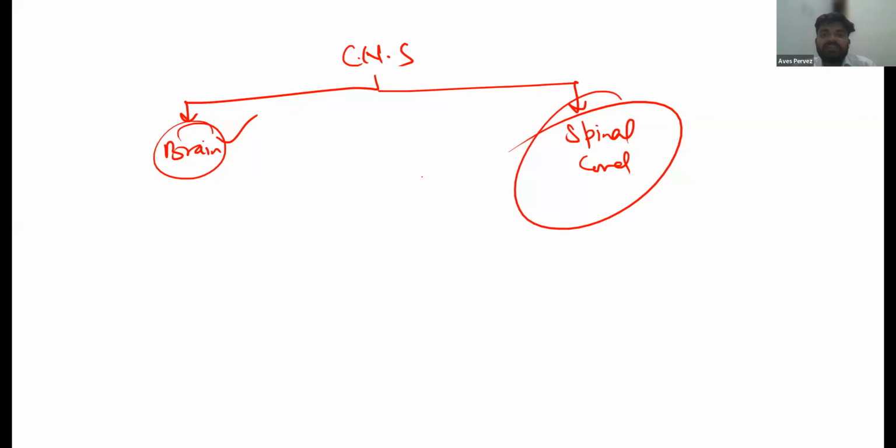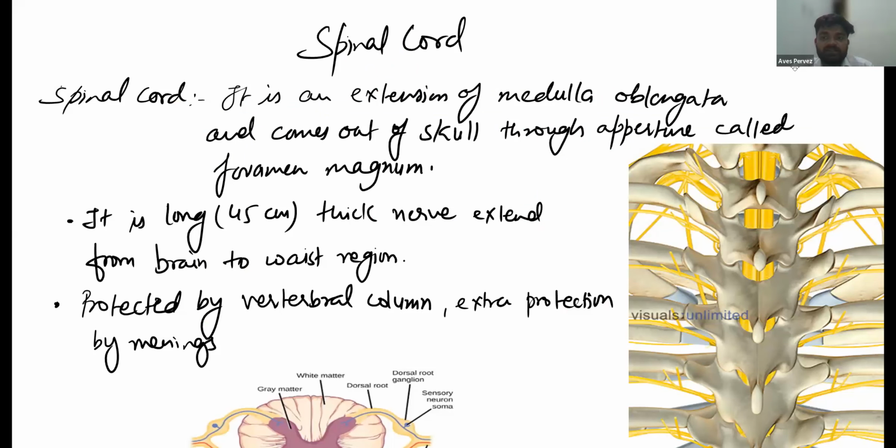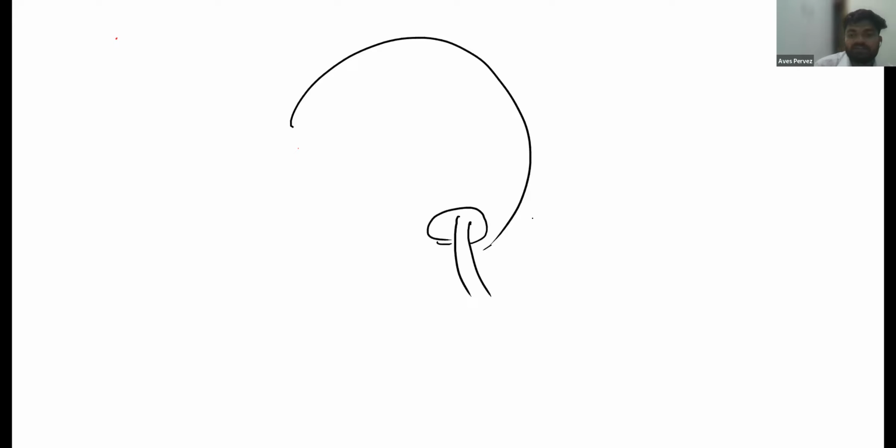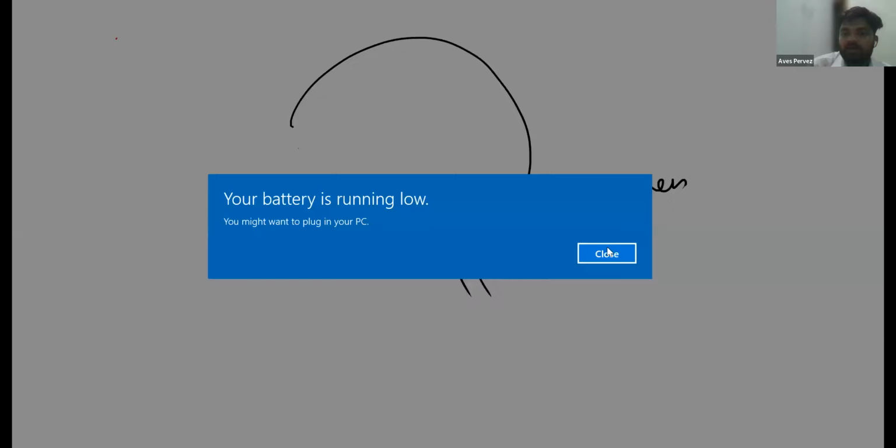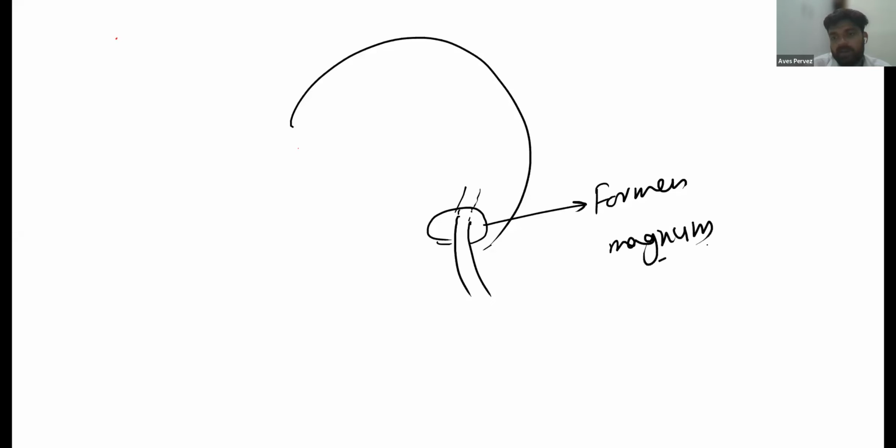From which part does the spinal cord arise? It is an extension of the medulla oblongata, and it comes out through an aperture in the skull. The skull has an aperture, and the spinal cord arises from inside it and comes out. That aperture is called the foramen magnum. From this, the spinal cord arises.